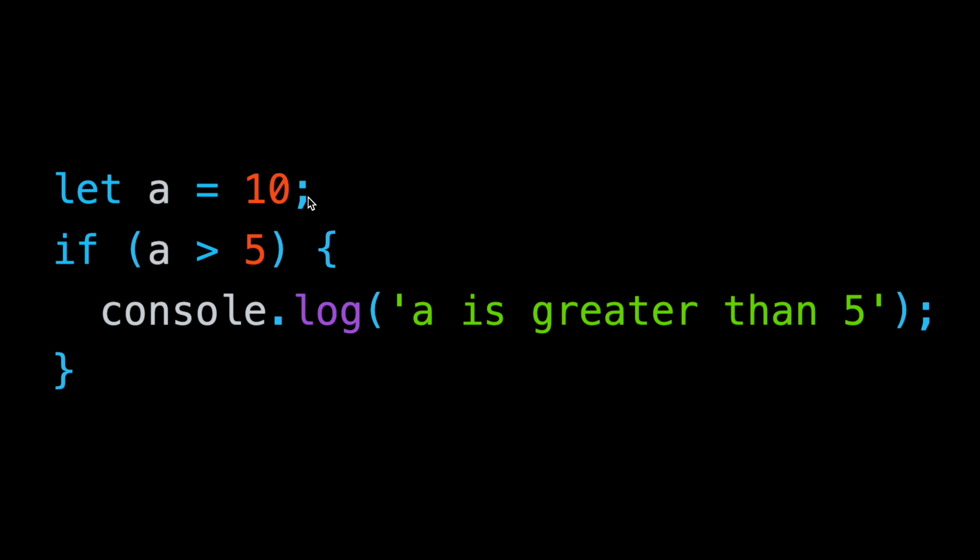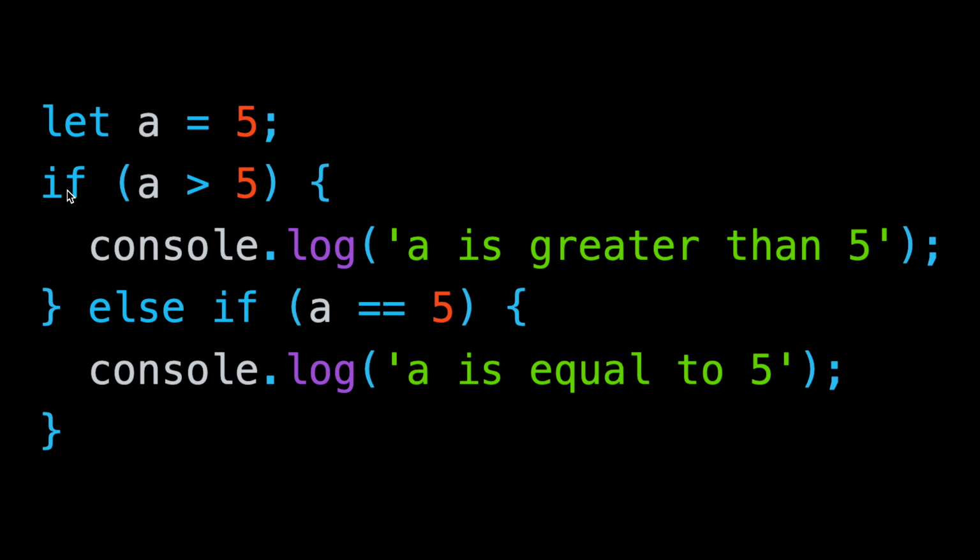Now let's talk about control flow. Control flow is the order in which individual statements, instructions, or function calls are executed or evaluated. So here we're going to set a equal to 10, and now we have an if statement. If a is more than 5, then it's going to console.log a is greater than 5. Because this evaluates to true, the code within these curly braces is going to be run. If this evaluated to false, then the code between the curly braces would not run.